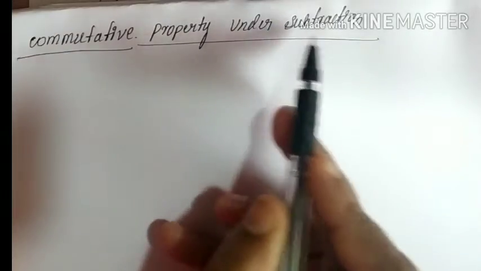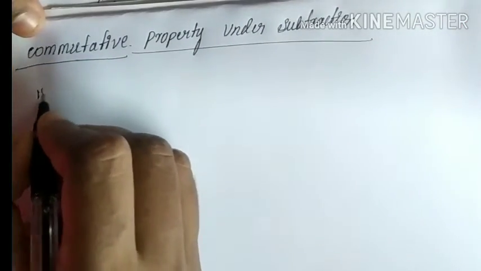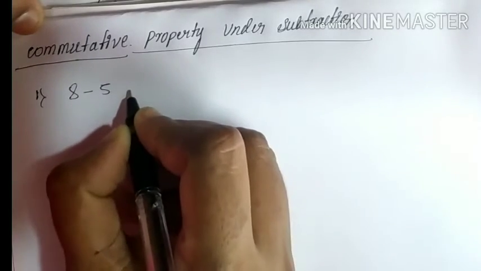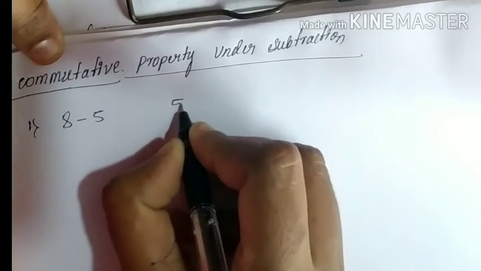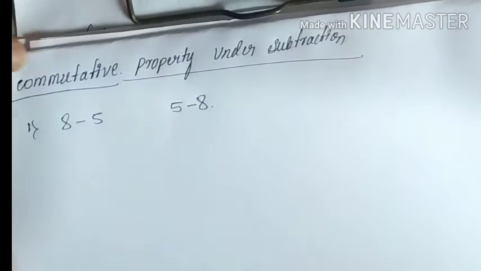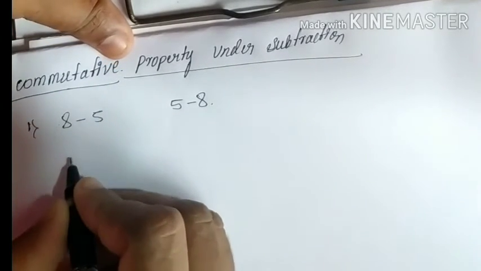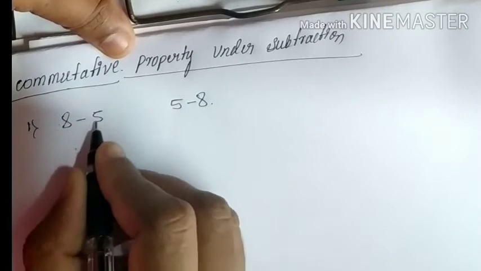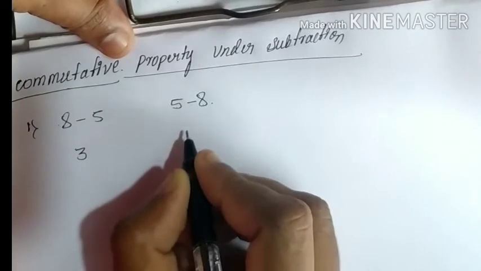Now the commutative property under subtraction. I will give some examples. We will prove it by example. Okay, first one: 8 minus 5, then 5 minus 8. 8 minus 5 is what? Plus minus is minus, so we have to subtract. Subtract these two numbers, 3 is coming, right? Then 5 minus 8.